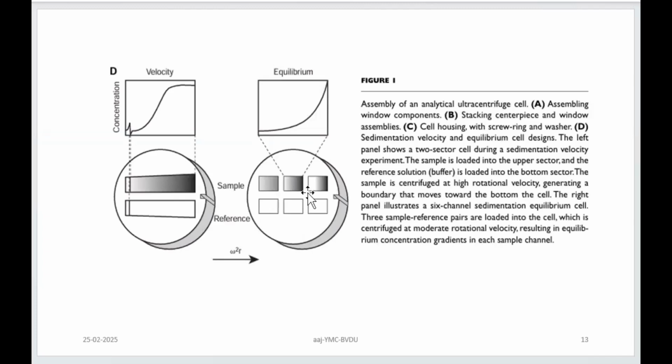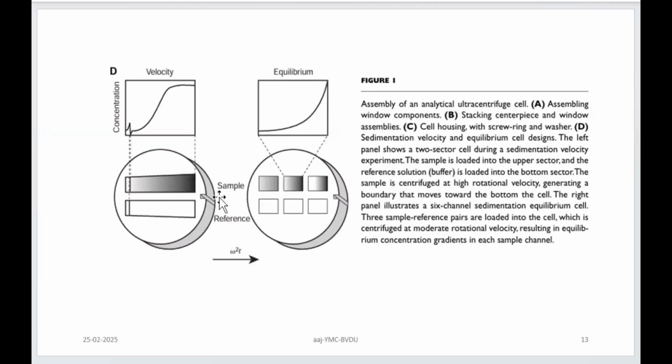So this is a 6 channel system, this is a 2 channel system, right? You can see 6 cells here, 1 2 3 4 5 6. So this is a 6 channel system. It is going to tell you about the fundamental property, that is sedimentation equilibrium. And the data will be generated in the form of a graph. Again, you can compare these two graphs, one telling you about the velocity, another telling you about the equilibrium of the sedimentation process.